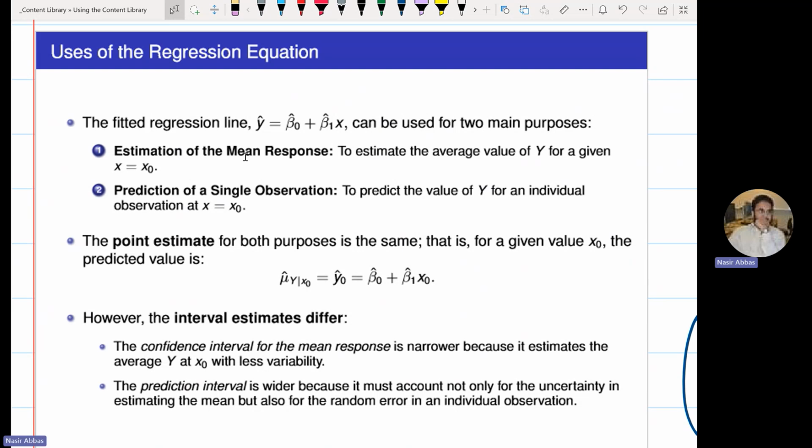One is for predicting a single value of y when x is x naught, and one is to estimate the mean value of y when x is x naught. Fortunately, the point estimate for both of them is the same, but the interval estimates are different. One of the hints you will get in exam. Now listen carefully.